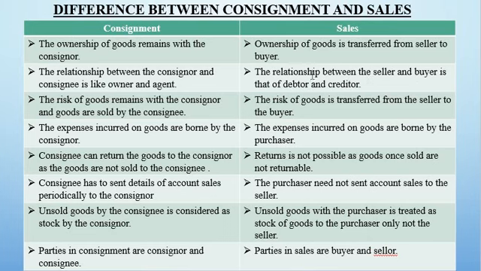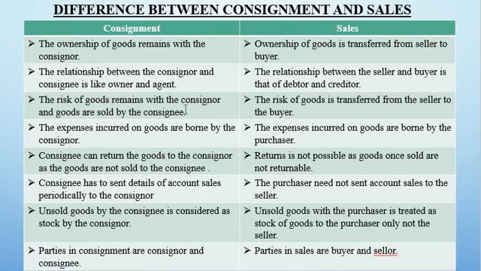Suppose the goods are being sold on credit basis. Then the buyer becomes the debtor and the seller becomes the creditor. So the relationship between the seller and the buyer is like that of debtor and creditor.